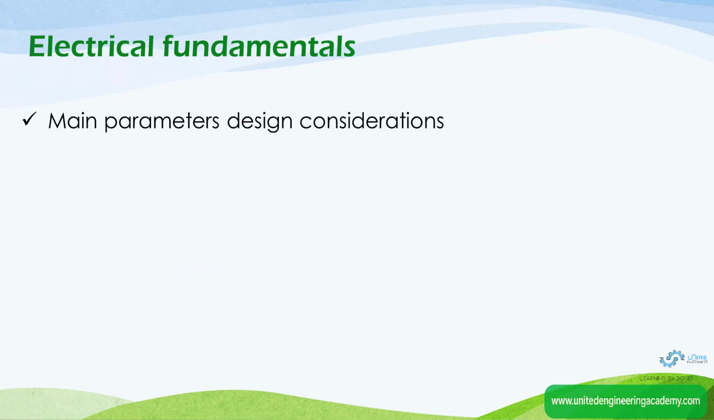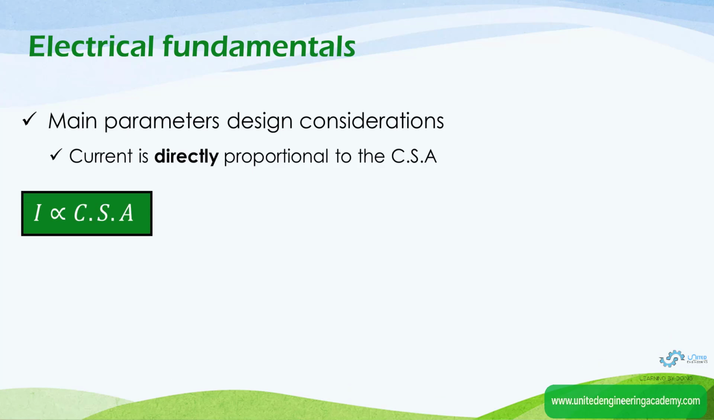Now the electric current has some properties, and the most important of them is that it is affected by the cross-sectional area of the cable used. If we are designing a cable to carry a specific value of electric current, the cable cross-sectional area will be designed according to the current that will pass through this cable. So the electric current is directly proportional to the cross-sectional area.